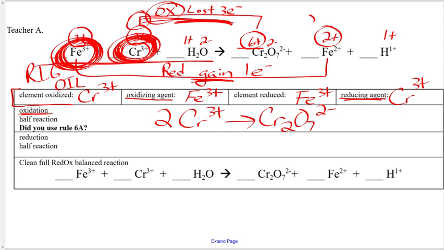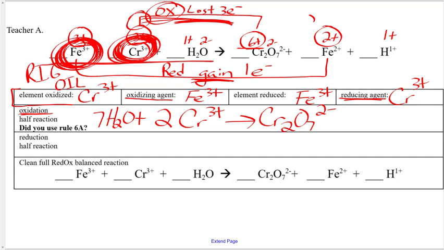The next step says balance the oxygens by adding water to the side that needs more O's. So I add 7 H2Os to this side to balance out the O's on each side. And again, please feel comfortable with pausing the video, reading the instruction, trying to justify what's going on.